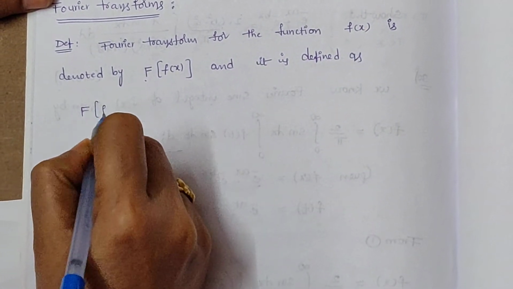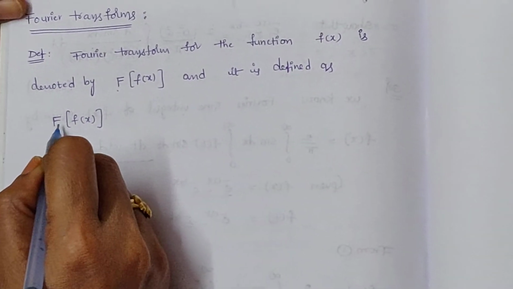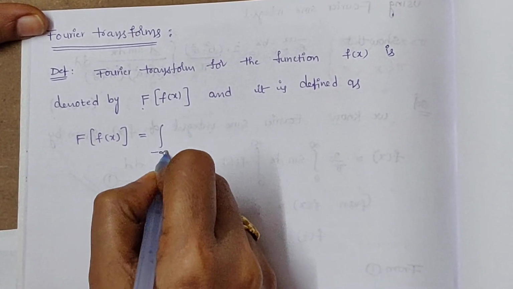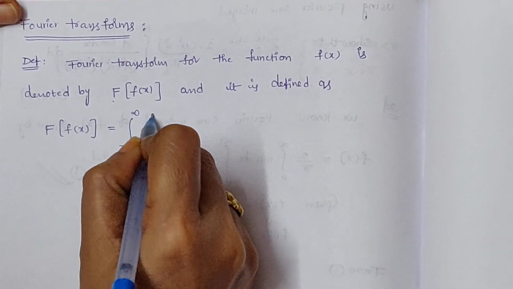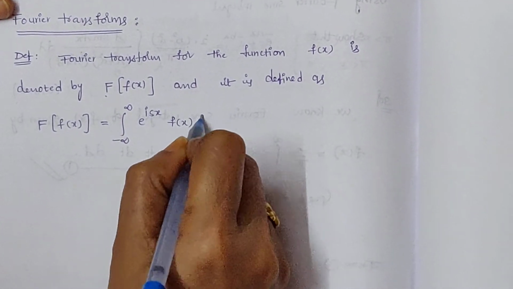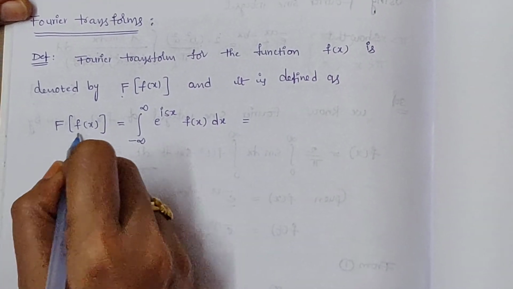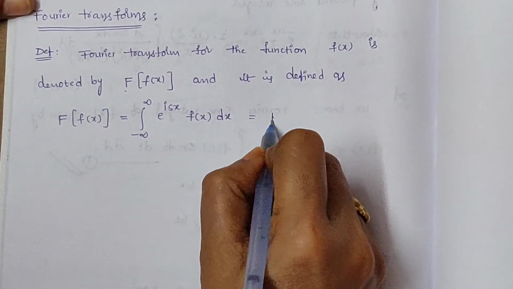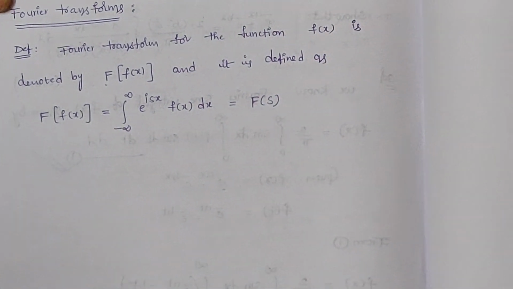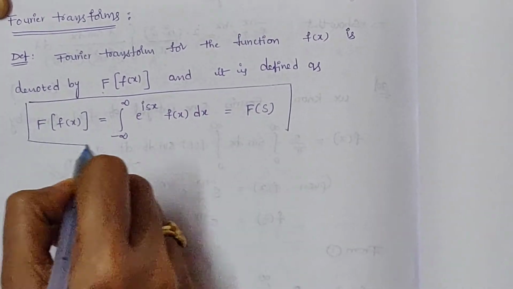Fourier transform of f of x. How to read this symbol: it means Fourier transform of f of x equals integral minus infinity to infinity e power isx f of x dx. Fourier transform of f of x is also denoted with the symbol capital F of s. This is the Fourier transform of the function f of x.